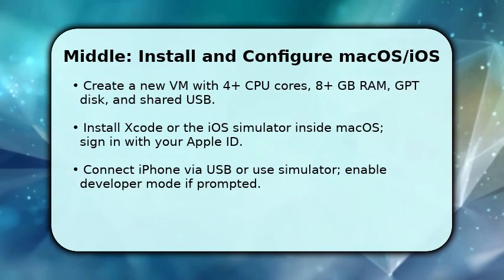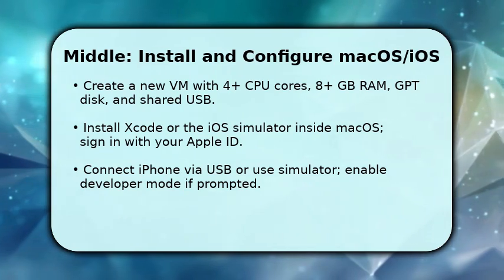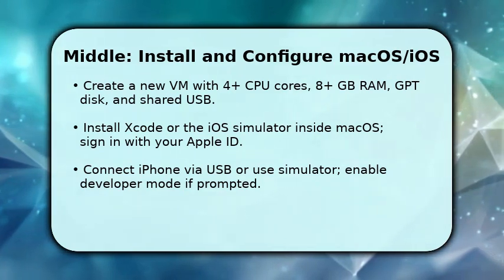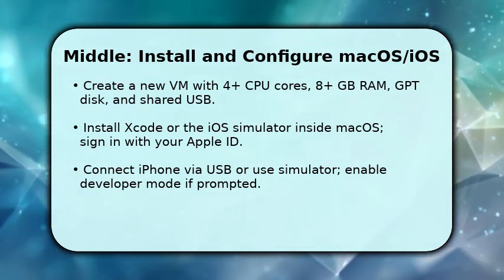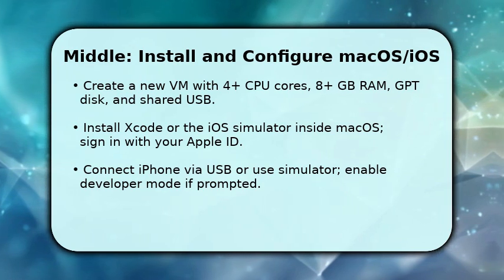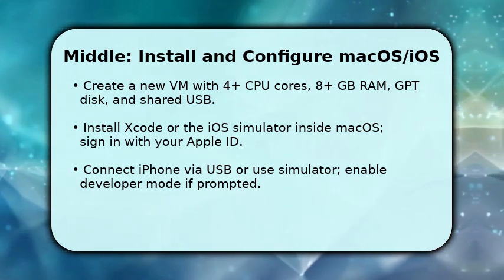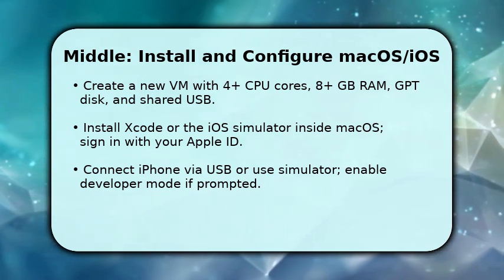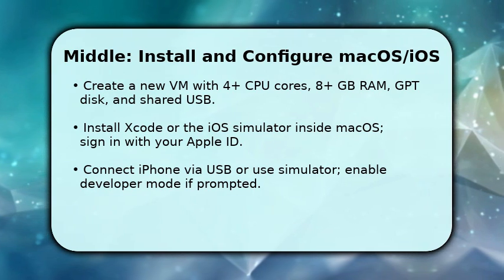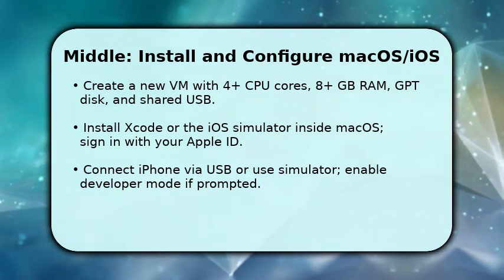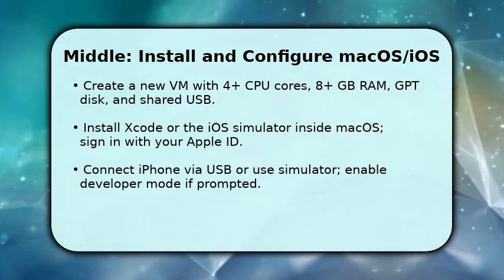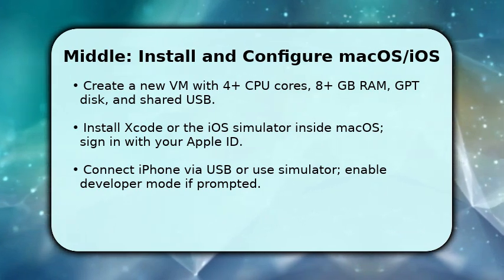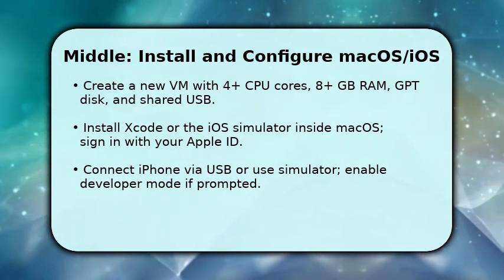Now you install and configure the emulation environment. Launch your virtualization app, create a Mac OS VM with 4 or more cores, 8+ GB RAM and a GPT disk, then enable USB pass-through so your phone appears to Mac OS. Inside Mac OS, install Xcode or open the built-in iOS simulator and sign in with the same Apple ID. This provides developer profiles and provisioning.